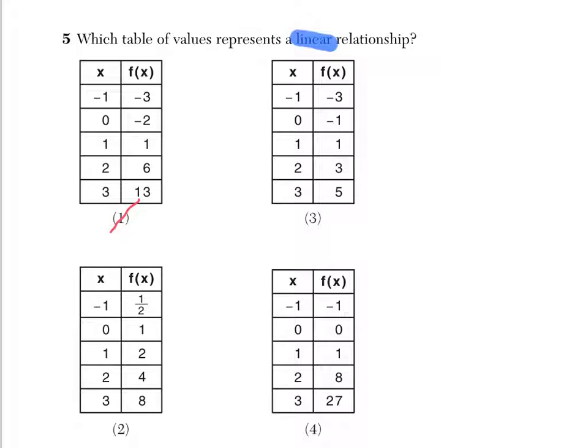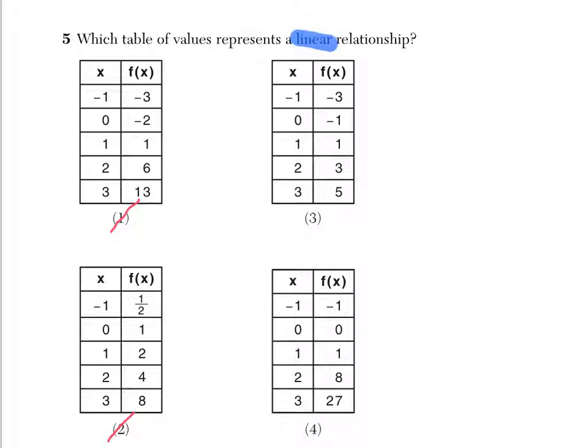If I look at answer choice 2, when I'm adding down the table, 1/2 plus a half would get me 1. So I'd have to add a half on to get 1 1/2. Uh-oh. That looks like it's exponential. It looks like I have a multiplier.